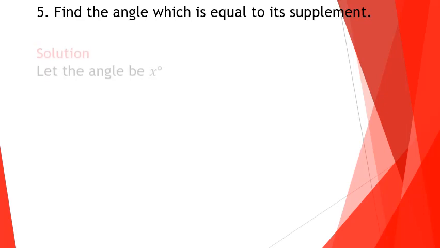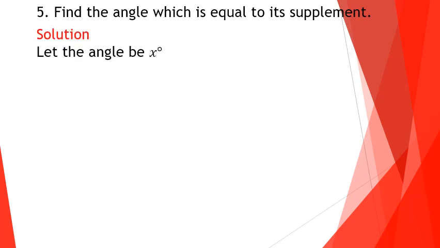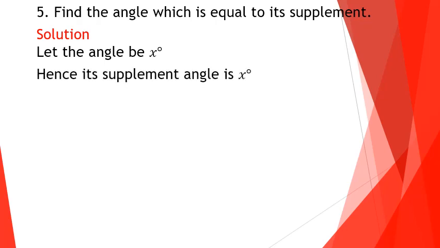Now, let's see how to solve with the steps. Let the angle be x. From the question, we can write that the supplement angle is also x, because in the question it is given that the angle is equal to its supplement angle. The angle we have taken as x, hence the supplement angle being equal means it also will be x.